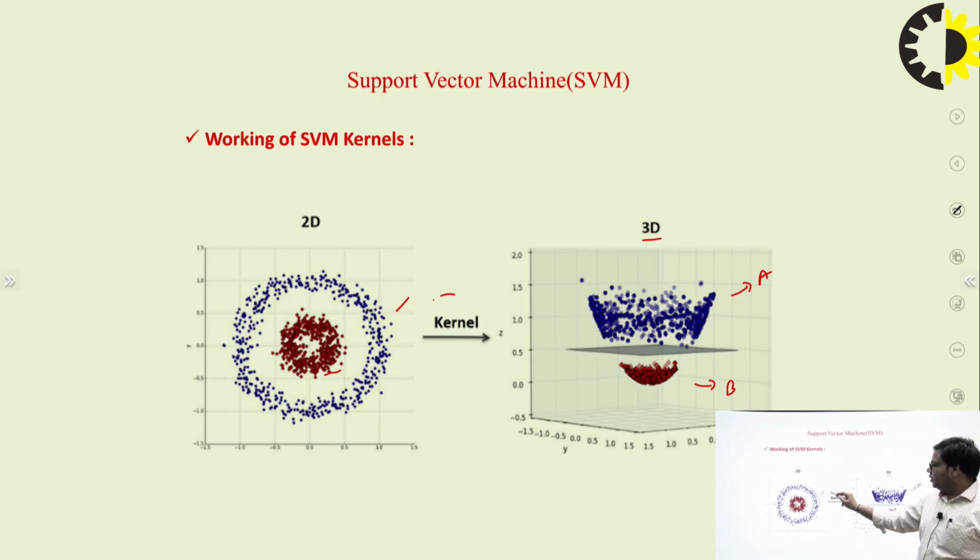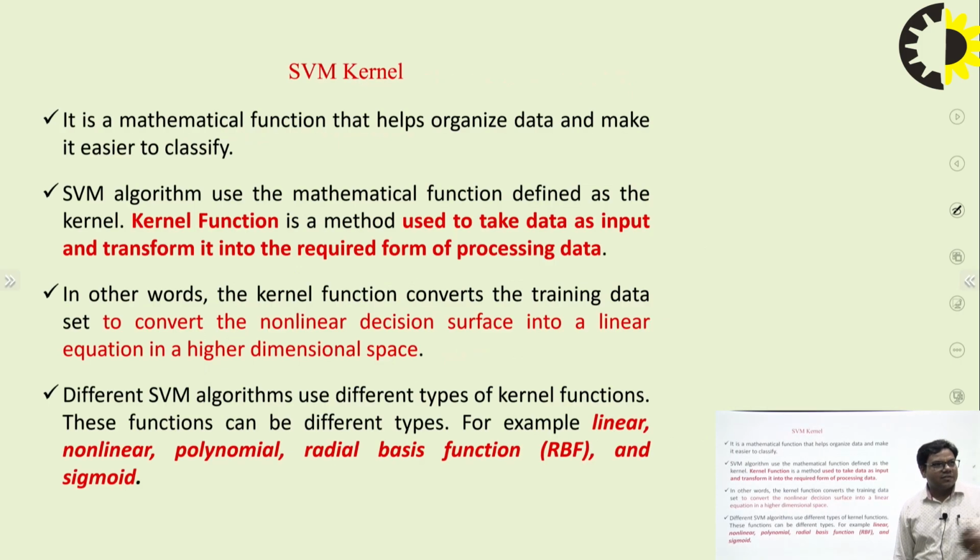So now you can understand how we did it. We did it using a kernel. So what is a kernel? It is a mathematical function that helps organize the data and makes it easier to classify. The SVM algorithm uses this mathematical function, defined as the kernel, to take the data as input and transform it into a higher dimension. Means a data point which has, suppose, only x and y dimensions, we just converted into 3D: x value, y value, and added a new value in the data point, that is the z plane value.